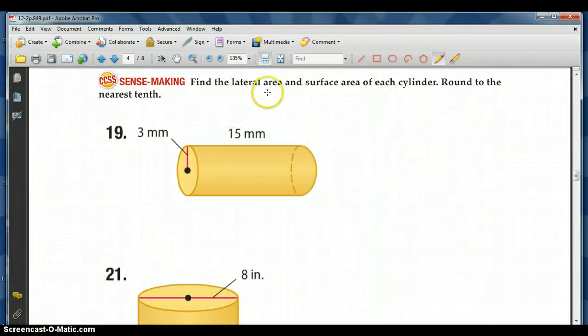Alright, for number 19, find the lateral area and surface area of each cylinder, round to the nearest tenth. So my lateral area of a cylinder is the perimeter of the base. Well, since the base is a circle, we don't call it perimeter, we call it circumference, which is 2 pi r, times the height. Well, my radius is 3, my height of the cylinder is 15.